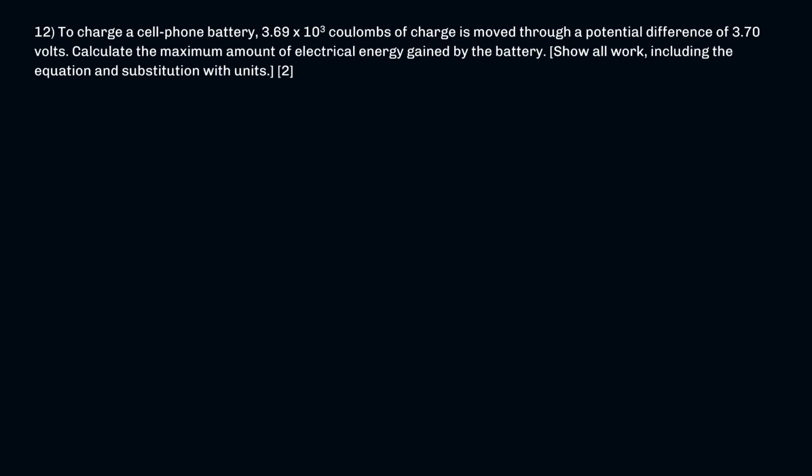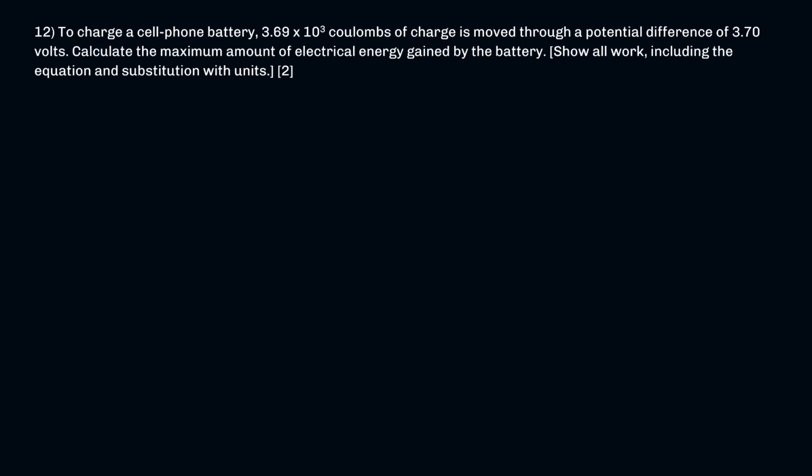To charge a cell phone battery, 3.69 times 10 to the third coulombs of charge is moved through a potential difference of 3.7 volts. Calculate the maximum amount of electrical energy gained by the battery. Show all work, including the equation and substitution with units. In brackets there, it is 2 points.